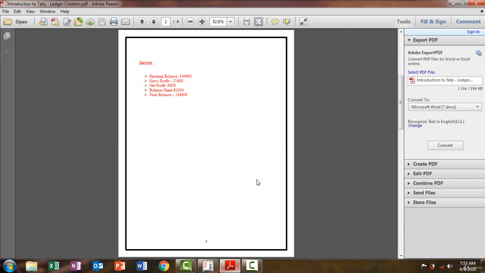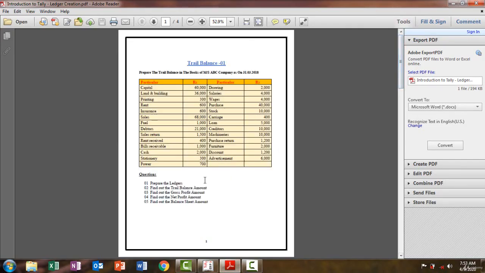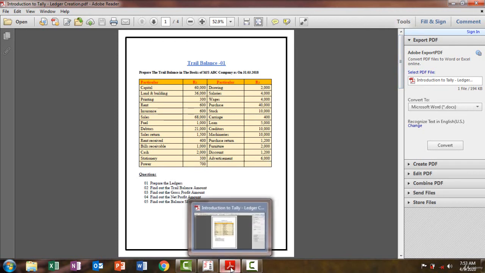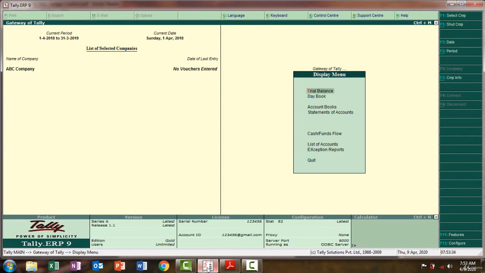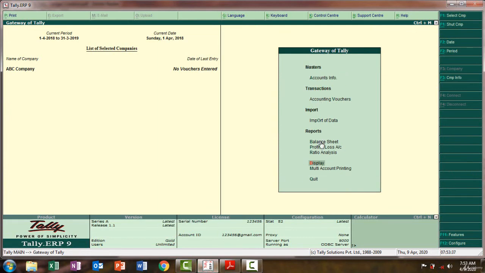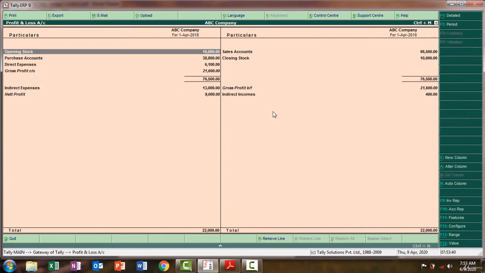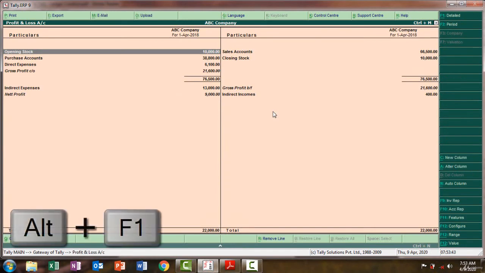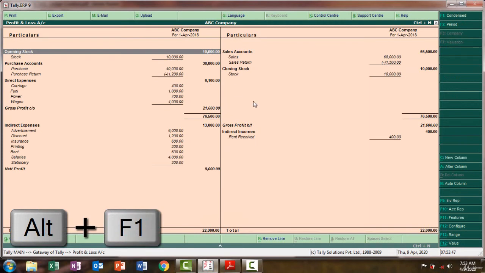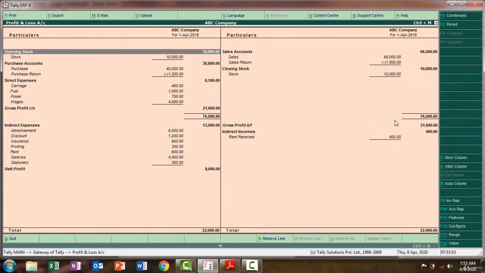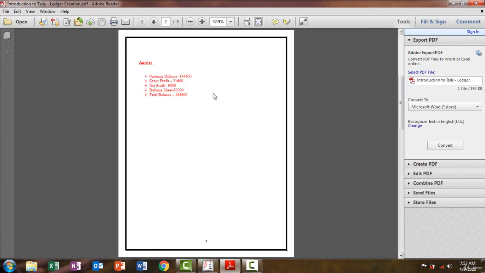Then the next one is find out the gross profit amount and net profit amount. So how can we get it? We can get it from the income statement. So I'm going to press escape and go to the gateway of Tally and profit and loss account. If you want further information, press Alt plus F1, and you can see. The gross profit amount is 21,600, and our answer sheet also shows 21,600.